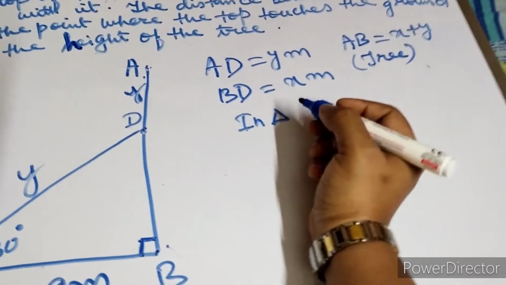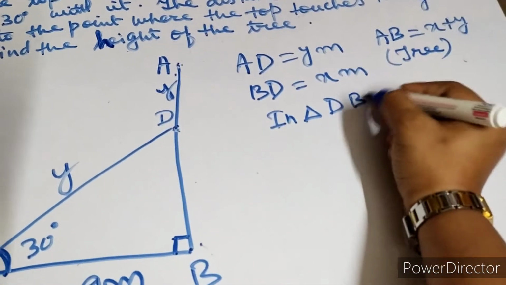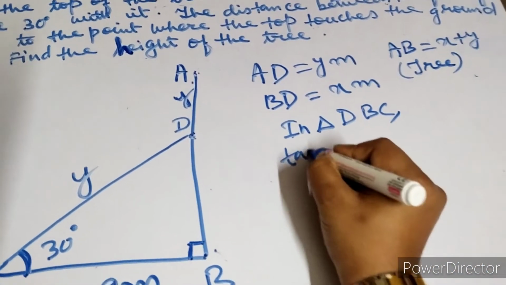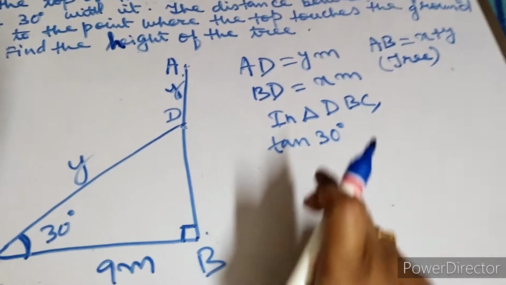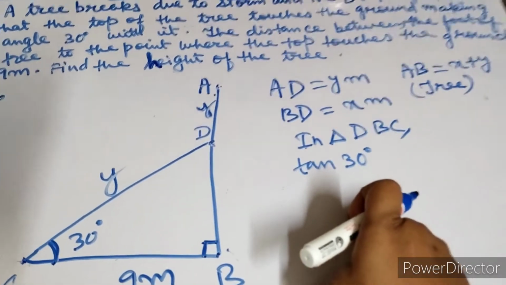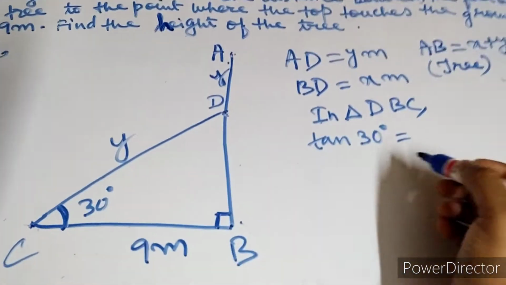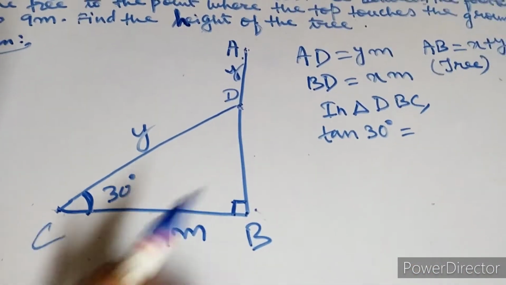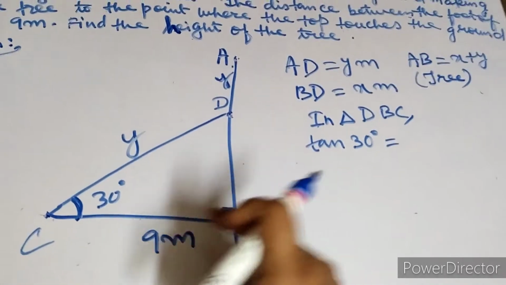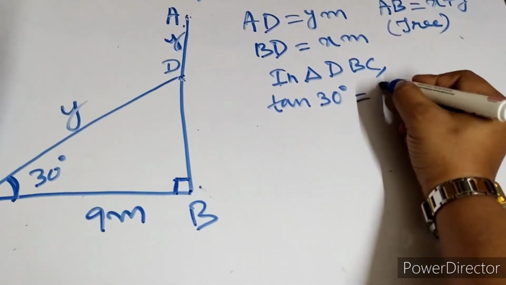Okay. Now, in triangle DBC, tan of 30 degrees. You need to know the tan 30 degree value. Trigonometric angles, you should learn the table properly. Otherwise, you won't be able to find the value of tan 30 or all the trigonometric angles. Now, tan 30 is, this is the base and this is the height. So tan 30 is what? Perpendicular by base. That means DB by BC.